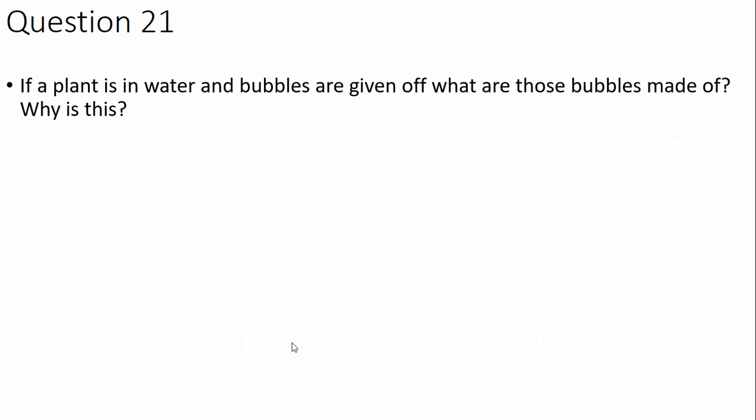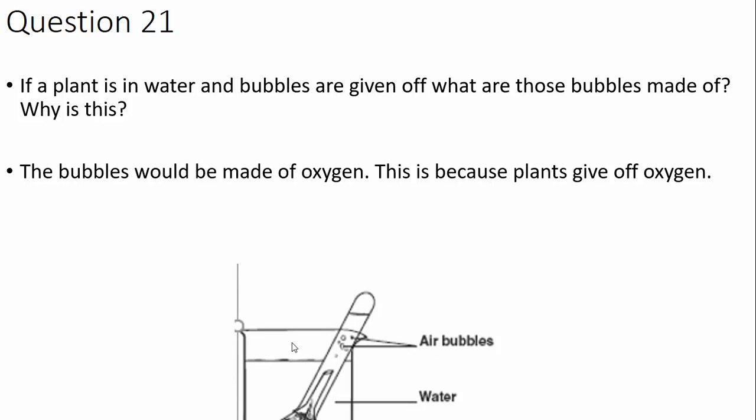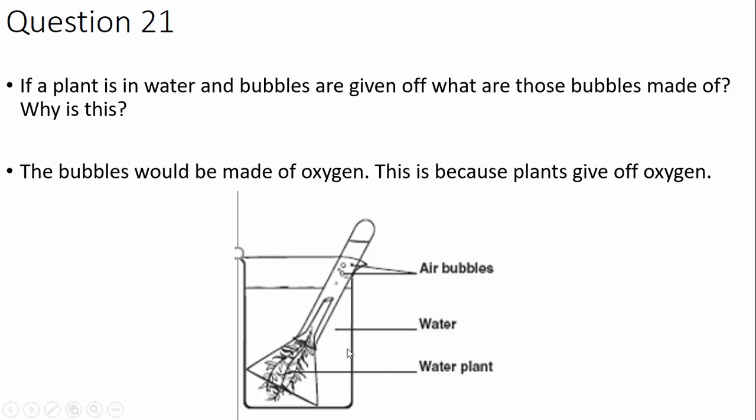Number 21, just two questions left. If a plant is in water and bubbles are given off, what are those bubbles made of? And why is that? Well, the bubbles would be made of oxygen. This is because plants give off oxygen as a byproduct of photosynthesis. So here we have a picture. We have a water plant inside this contraption here filled with water, and we see some air bubbles. But because we know during photosynthesis plants give off oxygen, we know these bubbles are going to be made of oxygen.